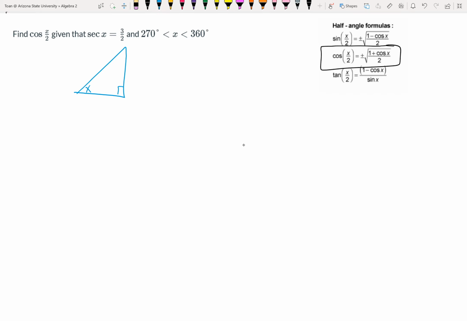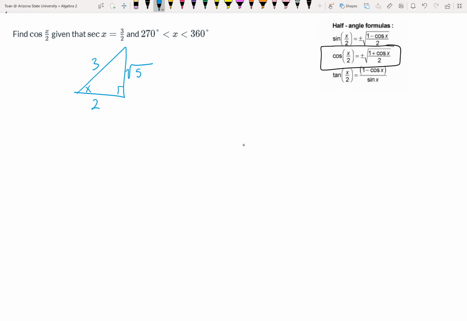They tell us the secant of this angle x is 3 over 2. Secant, of course, being the reciprocal of cosine. So I know that the hypotenuse over adjacent should be 3 over 2. And then we can use Pythagoras' theorem to figure out the missing side. So this should be the square root of 9 minus 4, which is square root of 5. So now when we follow the formula, it's easy peasy.